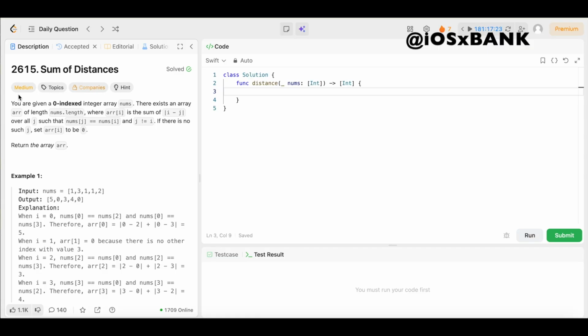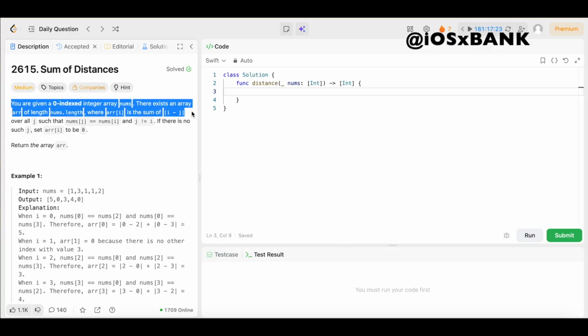Now let's see what the question says. You are given a zero-indexed integer array nums. There exists an array R of length nums.length where R of I is the sum of the absolute value of I minus j over all j such that nums of j is equal to nums of I and j does not equal I. If there is no such j, set R of I to be 0. Return the array R.